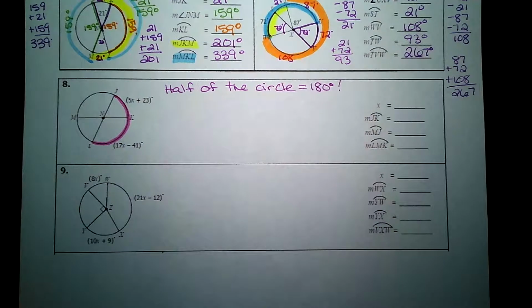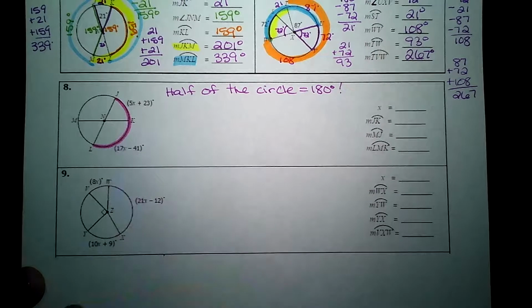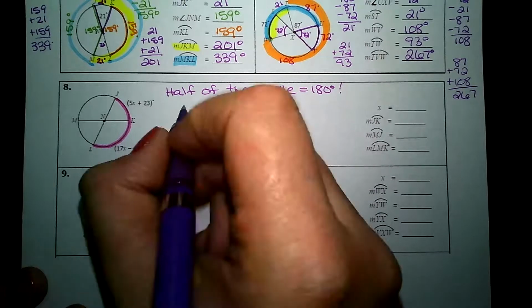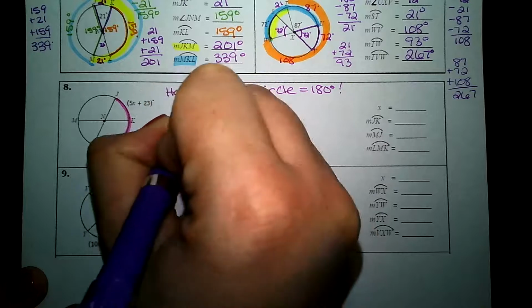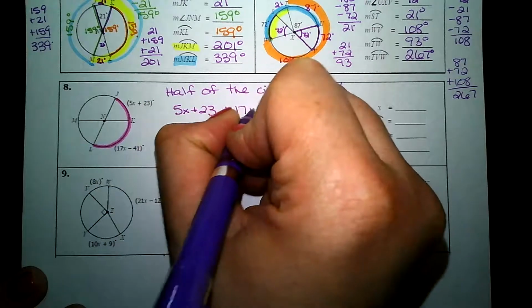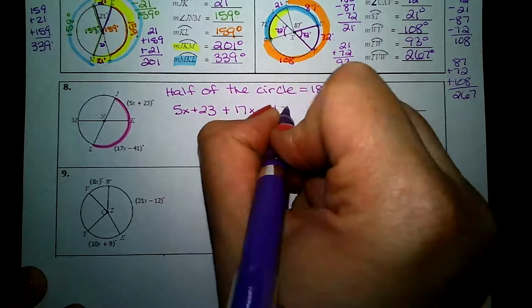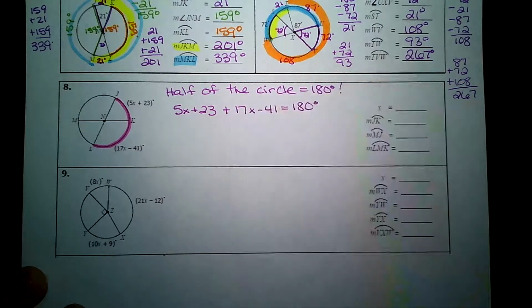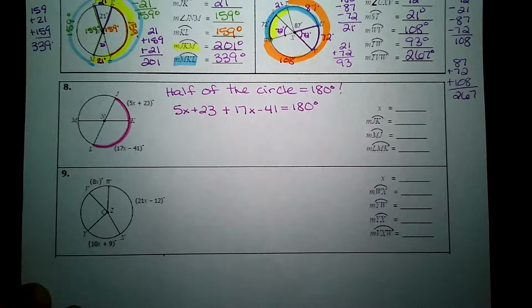So to apply this theorem with the algebra, we would have to add these two parts together to total 180 degrees. And that would look like 5x plus 23 plus the second arc, 17x minus 41, is equal to a total of 180 degrees. You guys have been doing great with your algebra all year long, so I'm going to pause the video, solve, and you can check your answer.